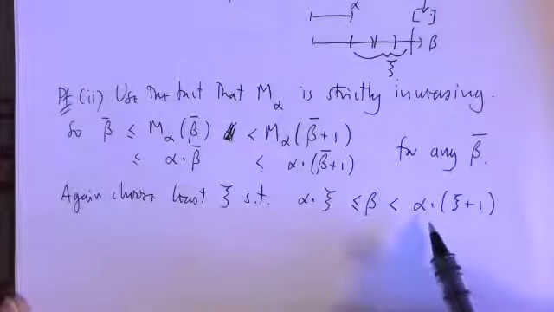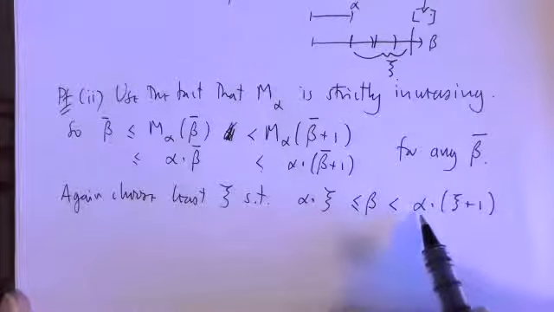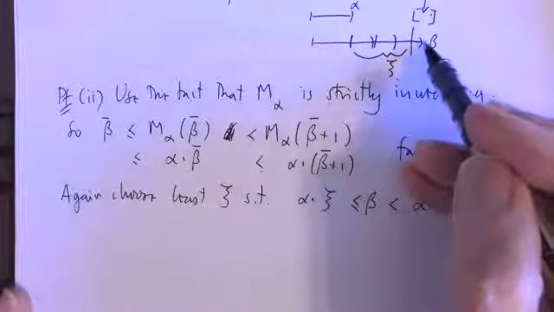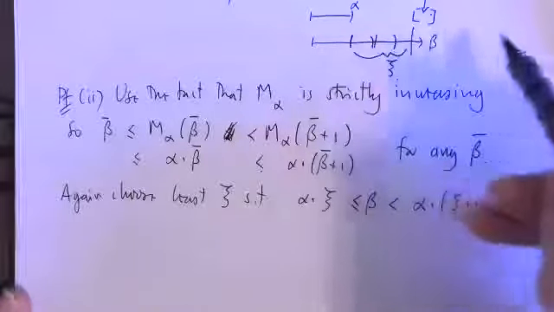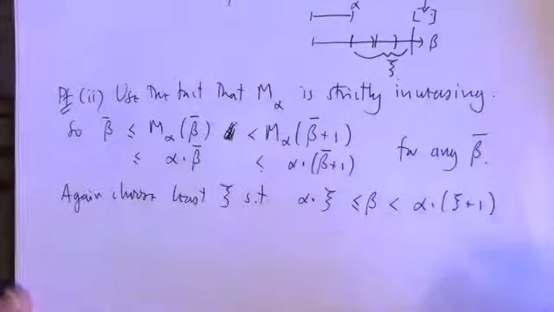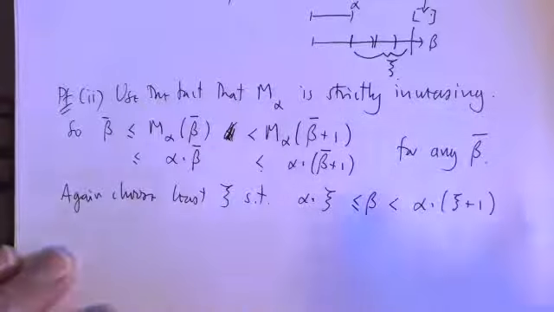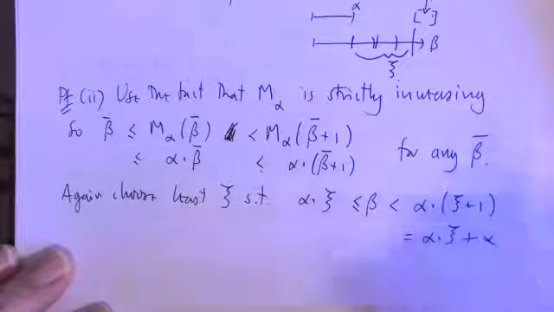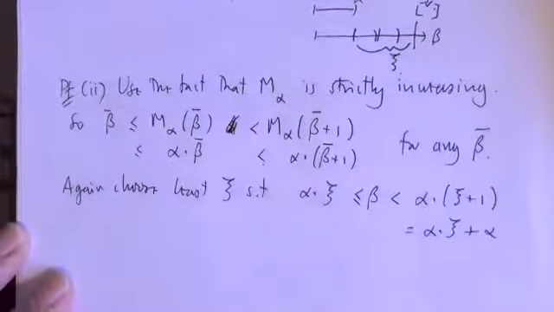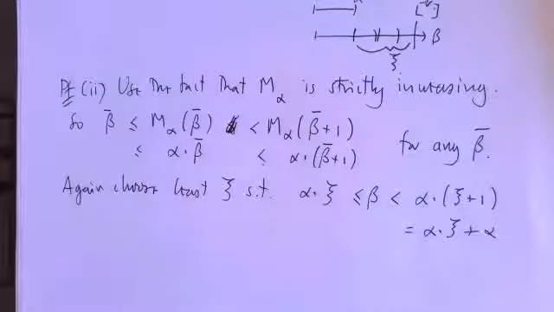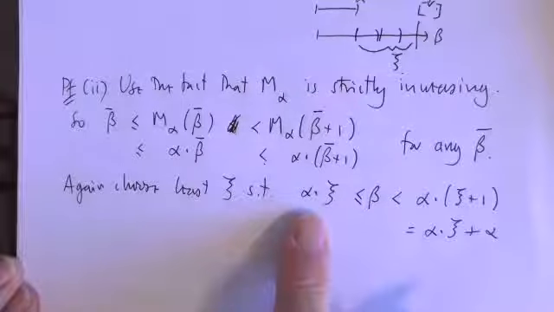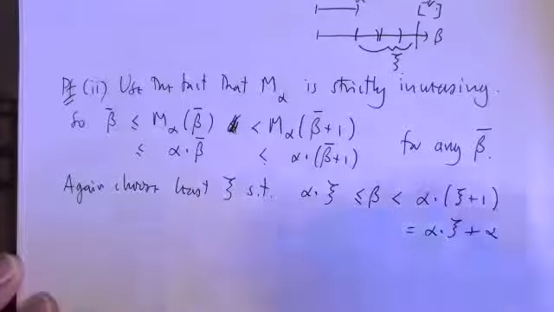Sooner or later, there'll be a multiple of alpha, which I lay out along here, and it'll overshoot, it'll go beyond beta. And then as psi increases, more multiples get yet bigger. So by rules of ordinal arithmetic, this is just the same as alpha times psi plus alpha here. Now I apply part 1 with alpha times psi in place of alpha.